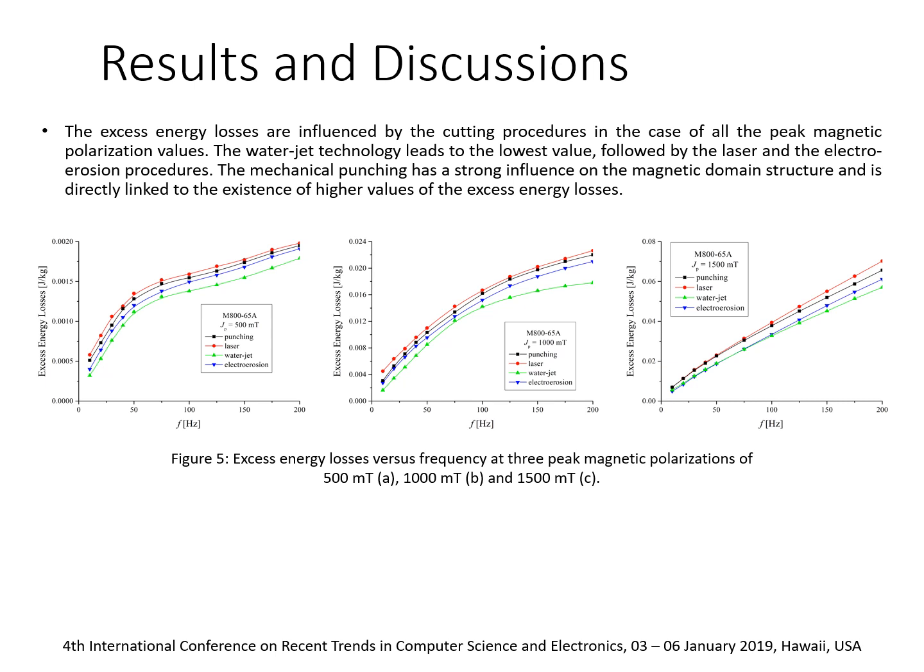The excess energy losses are influenced by the cutting procedure in the case of all the peak magnetic polarization values. The water jet technology leads to the lowest value, followed by the laser and electroerosion procedures. The mechanical punching has a strong influence on the magnetic domain structure and is directly linked to the existence of higher values of the excess energy losses.